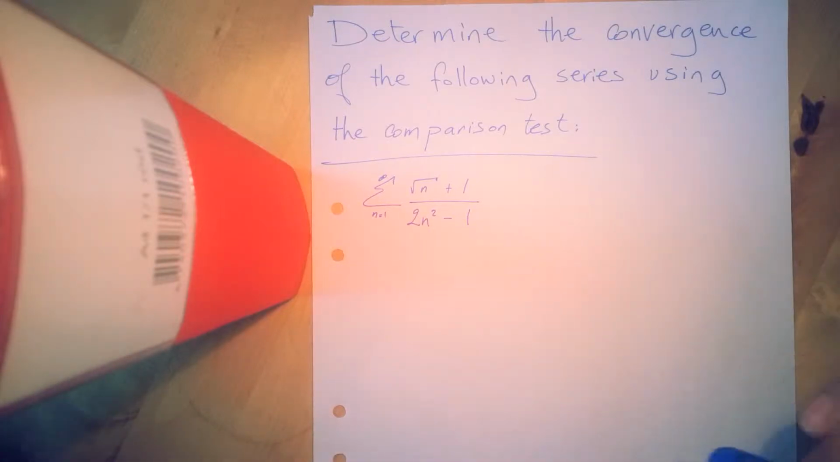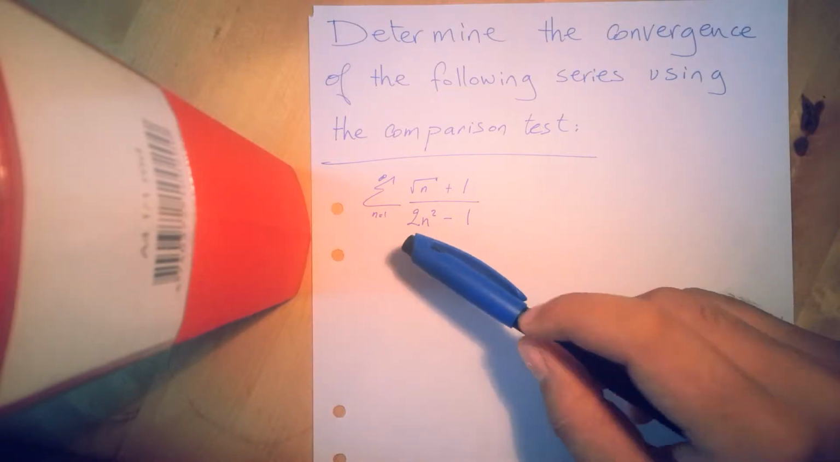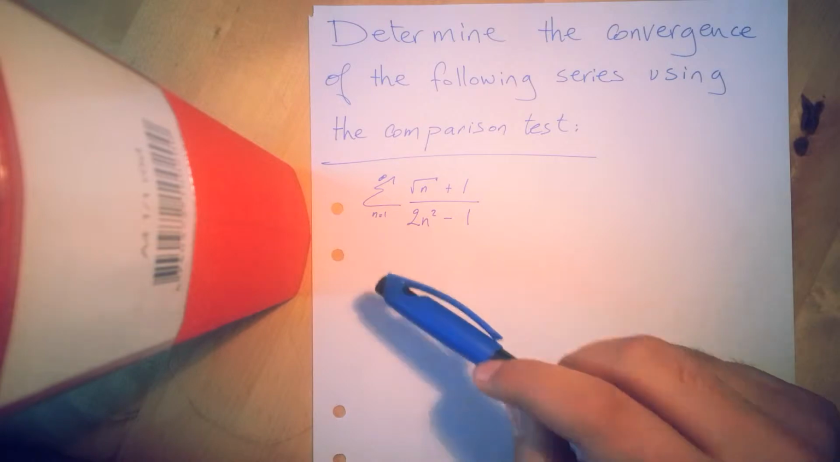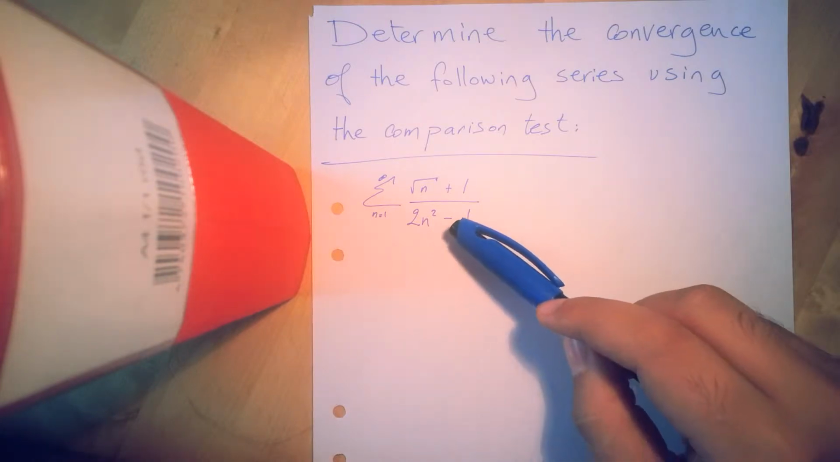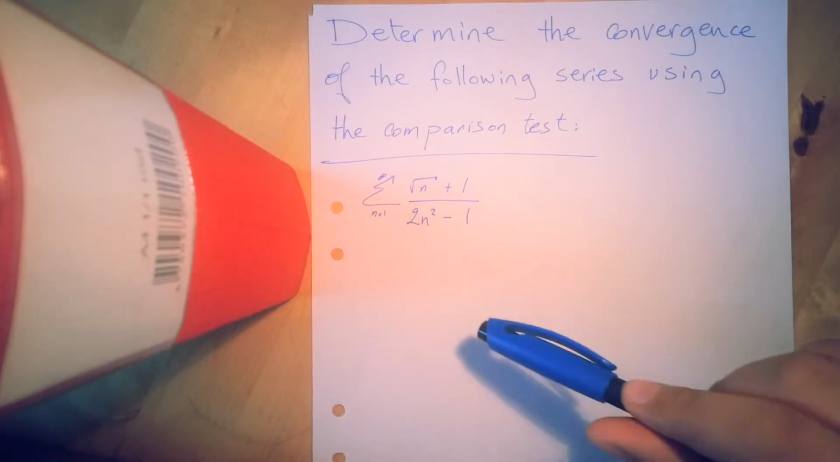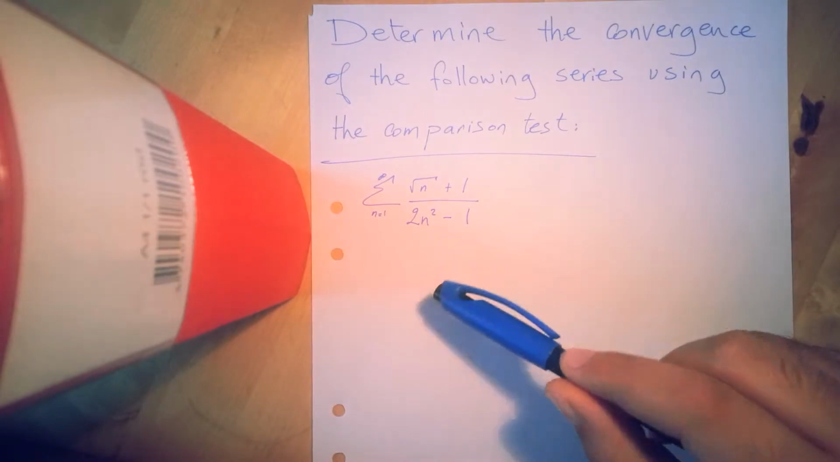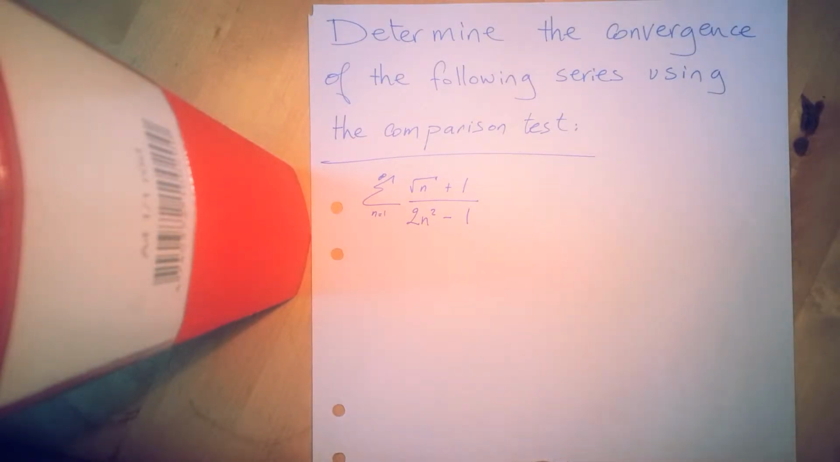Hello everyone, in this video I will show you how to answer a question that asks us to determine the convergence of a certain series using the comparison tests. So here I will be using this example where the series sum goes from n equals 1 to infinity, and we have the terms square root of n plus 1 divided by 2n squared minus 1.